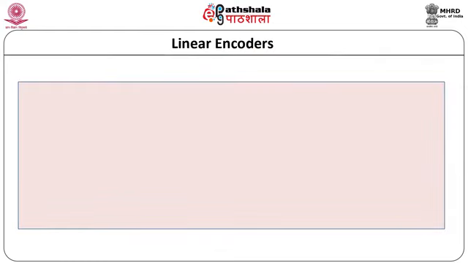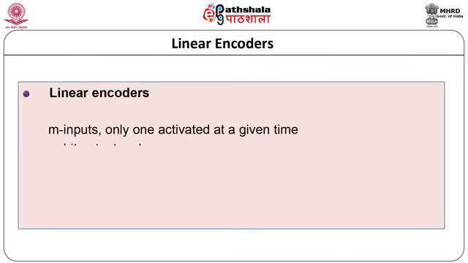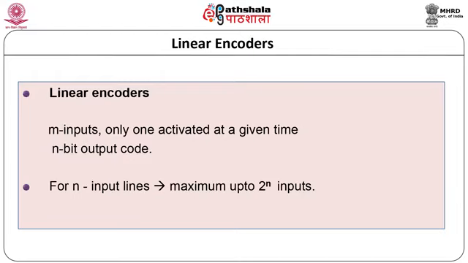Linear encoders. Linear or normal encoders accept M inputs with only one activated at a given time and produce an n bit output code. As the number of output lines is n, it is possible to encode a maximum of up to 2 raised to n inputs. In many digital systems, octal, decimal or hexadecimal numbers are used as inputs. Let us now discuss the working principle and designing of these encoders.